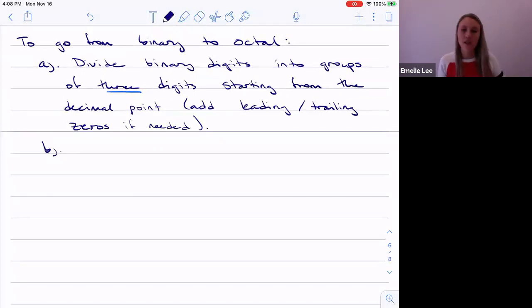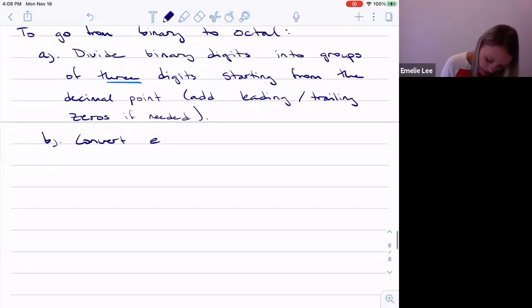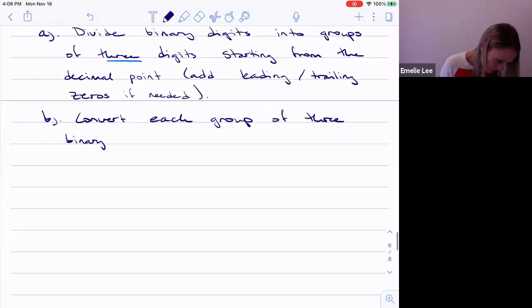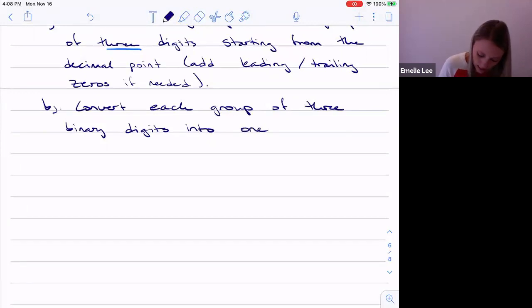The next thing you're going to do is you look at each of these groups of 3 and you convert them to base 8. Convert each group of 3 binary digits into 1 octal digit.